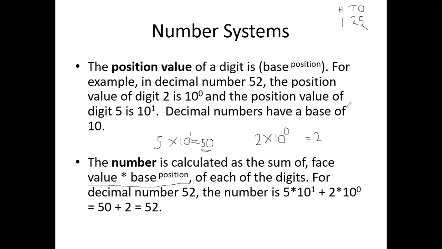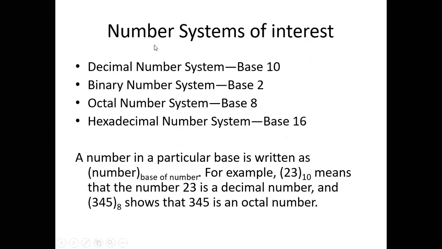Okay, so this is the position value for a 5, and that's the position value for the 2. So that is the idea. This is how we work out the position value of a particular digit. In any number system, it's important to understand the concept of the first value and the position value. So now let's move on.